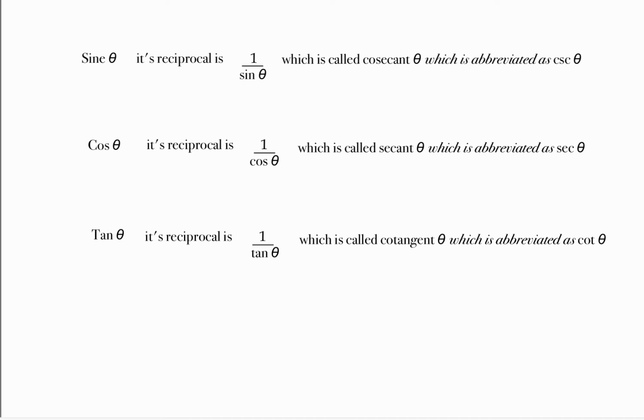Sine, its reciprocal is 1 over sine, and we have a name for 1 over sine. It's called cosecant, and it's abbreviated as such. Cosine, obviously reciprocal, 1 over cosine. Its reciprocal is called secant, and it's abbreviated as SEC. And our last friend, tangent, 1 over tangent, is called cotangent, and it's abbreviated as cotangent of theta. So just remember, these are all the reciprocals.